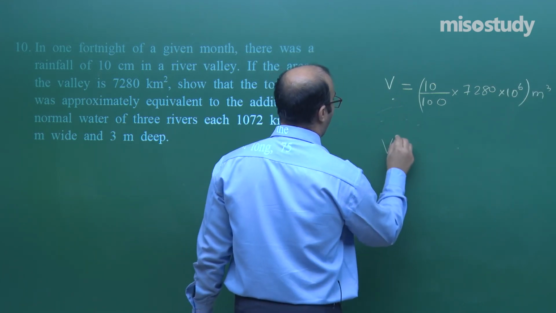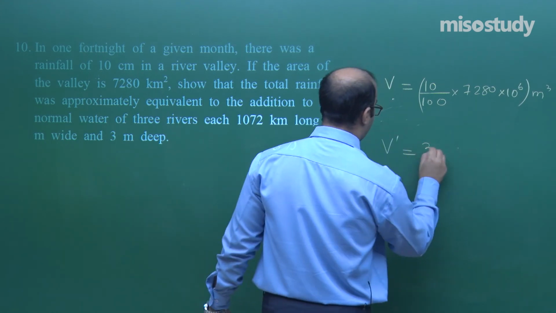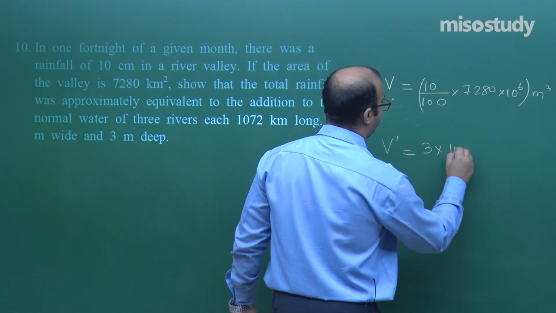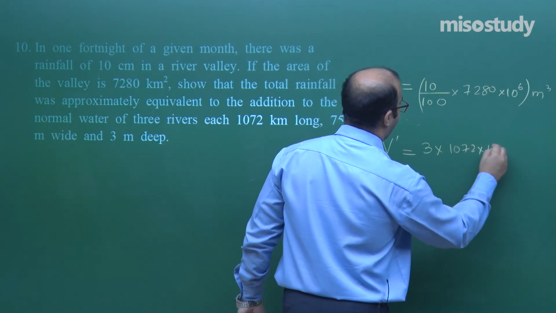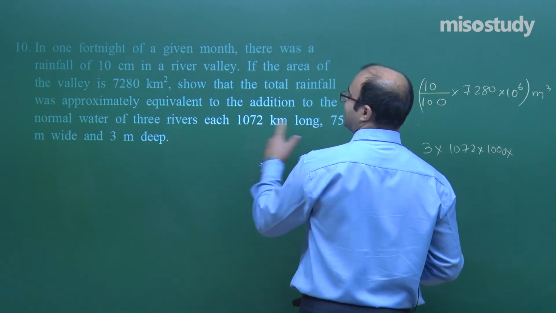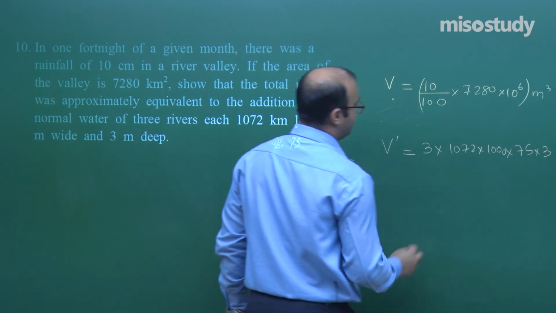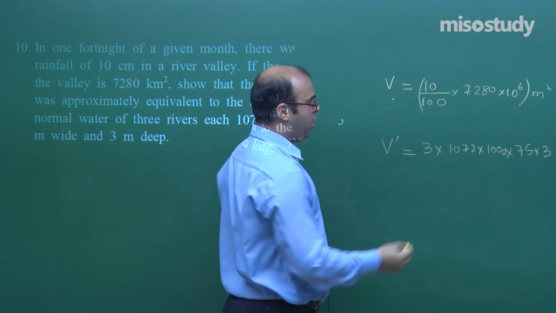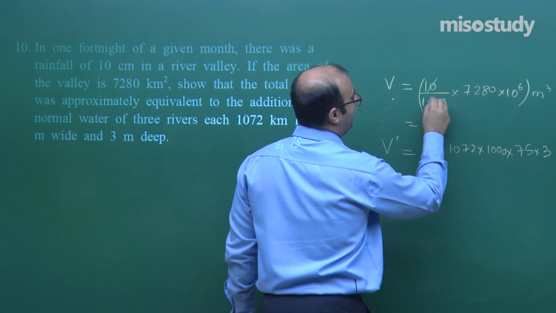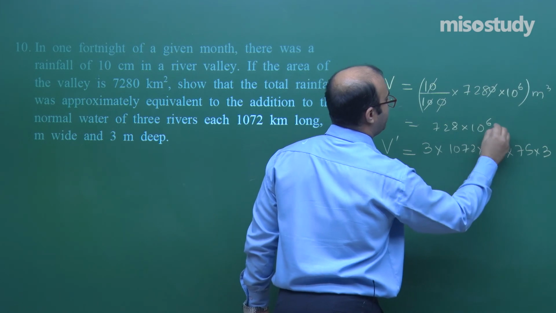They are saying that this volume should be equal to the volume which is from 3 rivers. So, let us take 3 into, the river has the length 1072 kilometers. So, we will write it 1072 into 1000 meters, of course, 75 meter wide and 3 meter deep. So, they are saying that this value and this value should be equal. Let us calculate. This 10 and 10 will cancel, and 1 by 10 will cancel from here. This is 728 into 10 to the power 6 meter cube.